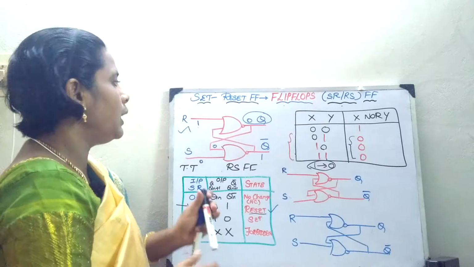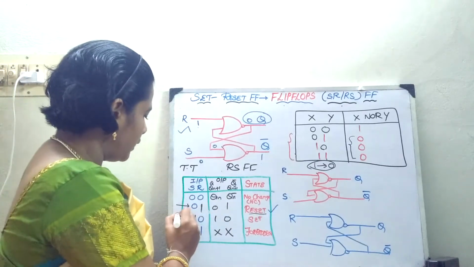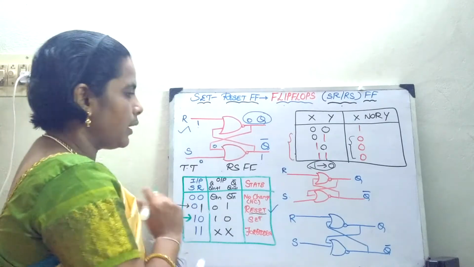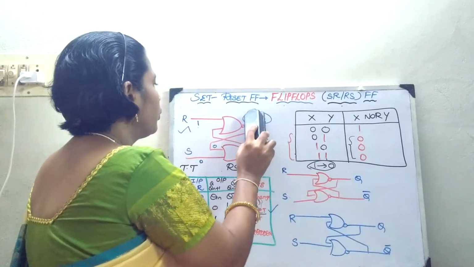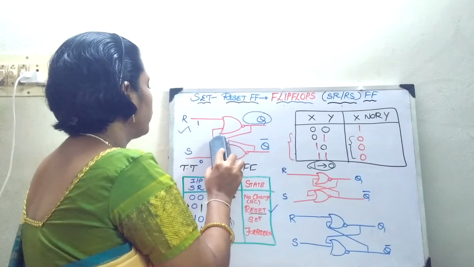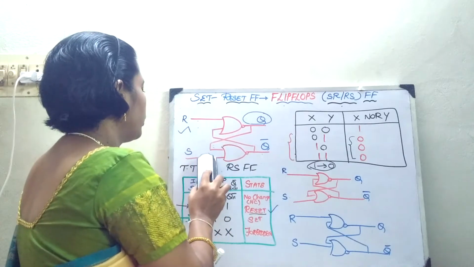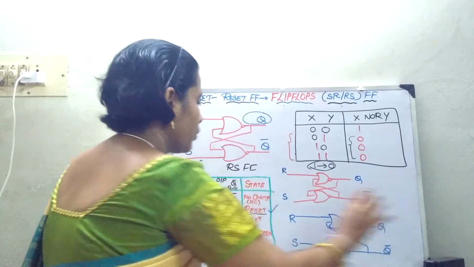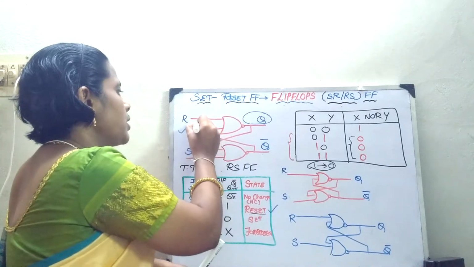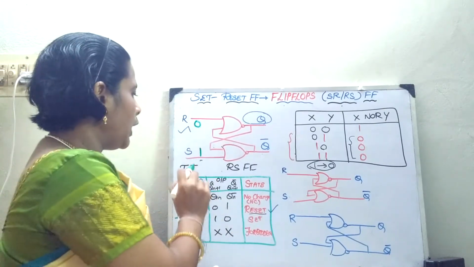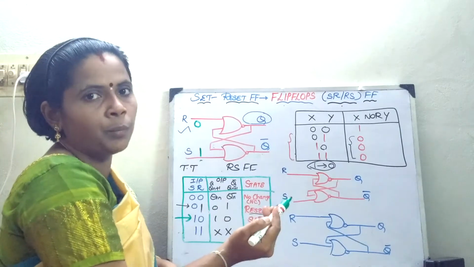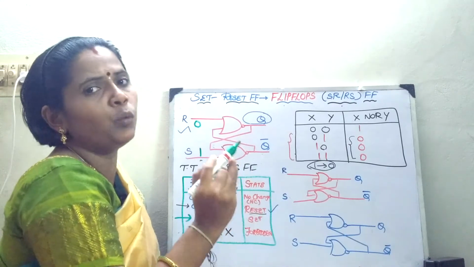Now we will check the next condition, that is your set condition. In the set condition, what happens? Your set is going to be 1 and your reset is going to be 0. From the name itself, you should know when set is 1, that means I am going to set my flip-flop. So my Q output will be 1.